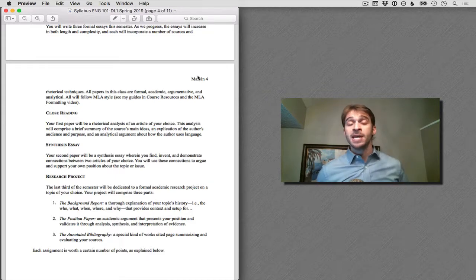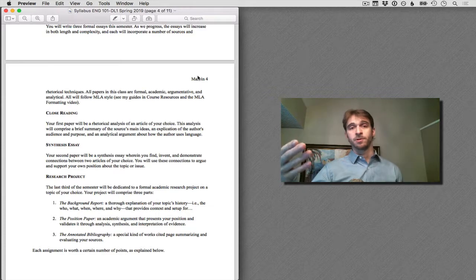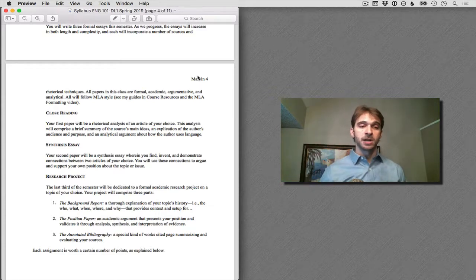The background report is exactly what it sounds like. You are going to report on the background of your topic. That is a thorough explanation of your topic's history, the who, what, when, where, and why. And this is going to provide context and setup for the second part of your research paper, which is the position paper, where you offer an academic argument that presents your position and validates it through analysis, synthesis, and interpretation of evidence.